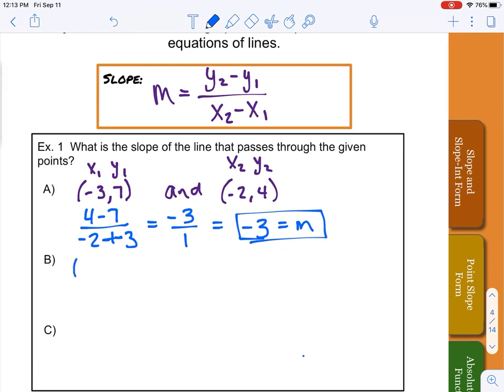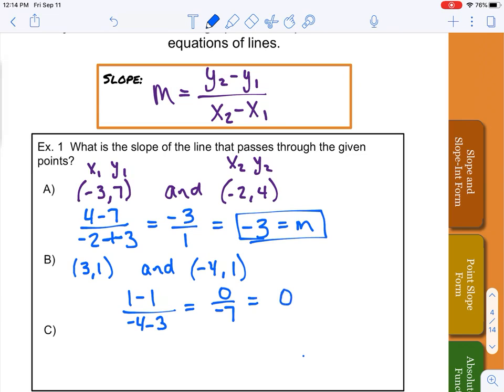Our next one, we have 3, 1, and negative 4, 1. I can label these x1, y1, x2, y2 if I'd like. You don't have to though. So we have 1 minus 1 over negative 4 minus 3. So we have 0 over negative 7, which is just 0, so our slope is 0.